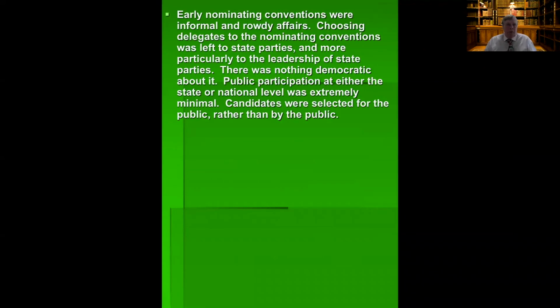Early nominating conventions were very informal and rowdy affairs. There was drinking, smoking, chewing tobacco, that sort of thing. Choosing the delegates to the nominating conventions was left to the state political parties, and more particularly to the leadership of the state political parties. There was nothing democratic about this. Public participation at either the state or national level was extremely low, extremely minimal. Candidates were selected by the state party officials for the public rather than by the public.